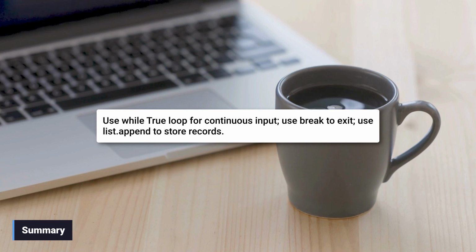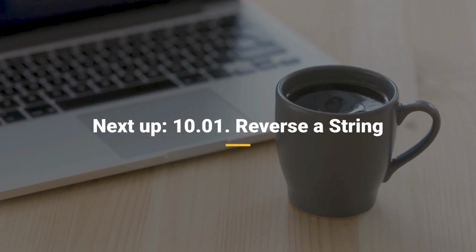To summarize, this program uses a while loop for unknown iteration counts, like repeated input, and then uses a for loop to process the structured data collected in a list. This concludes our section on flow control statements.